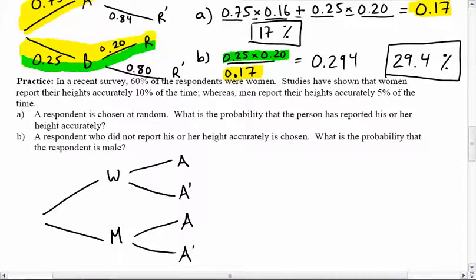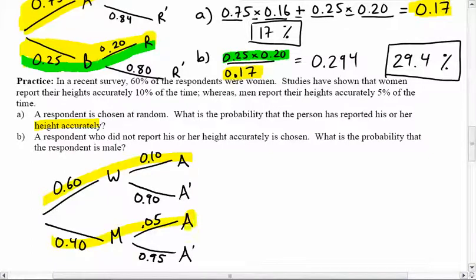So the chance of getting a woman is 60%. 40% are men. Women respond accurately 10% of the time, whereas inaccurate is 90%. Men are 5%, so that means that non-accurate is 95%. So the chance that they report their height accurately is just following the two branches where you could get accurate results.